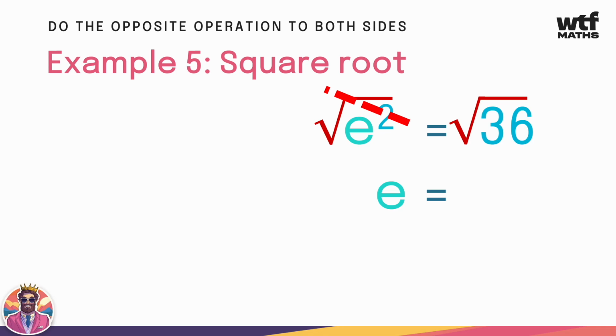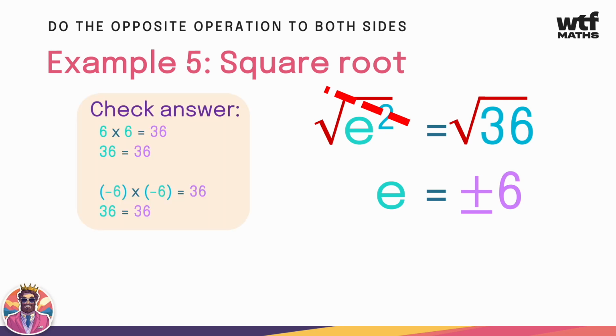Now, the square root of 36 is interesting because there's actually two answers to this question. 6 times 6 is 36, and negative 6 times negative 6 is also 36. So there are two answers. Let's quickly check. 6 times 6 is 36, and negative 6 times negative 6 is also 36. So, for a question like this, I suggest you write both answers down.